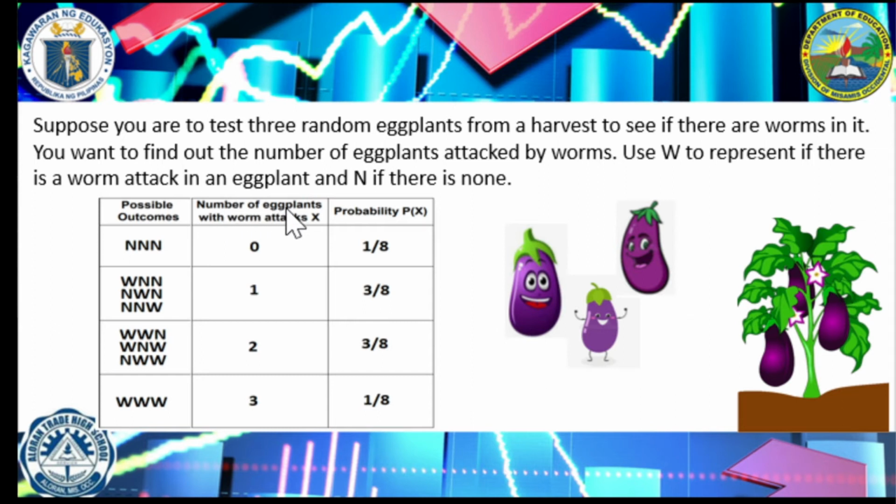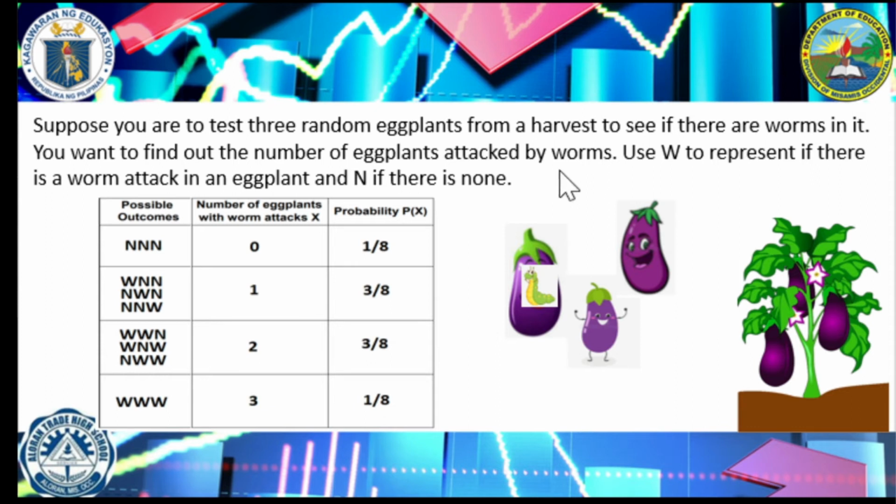This means that there is no worm attack. That is why under the second column, which records the number of worm attacks, we put 0. Then, for the probability, there is only one possible outcome, so we put 1 in the numerator. Later, I will tell you why the denominator is 8. So let's continue. Next is having only one worm attack.